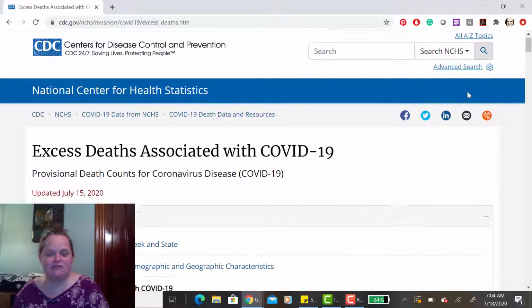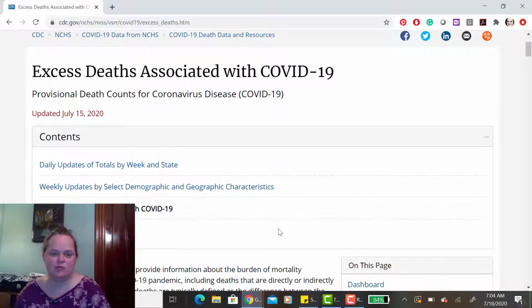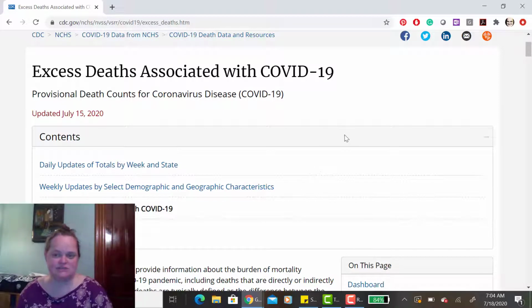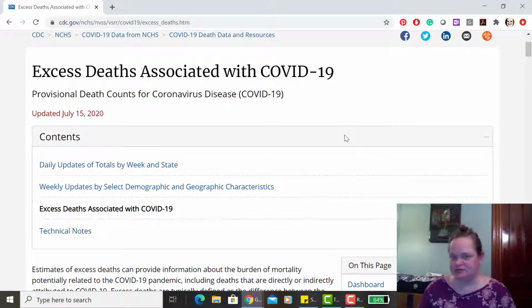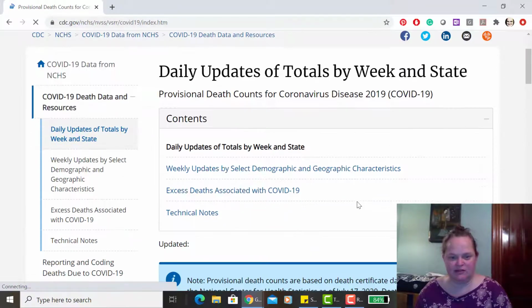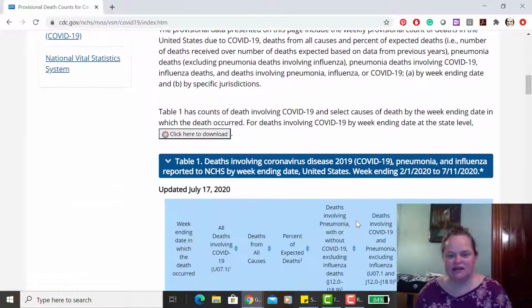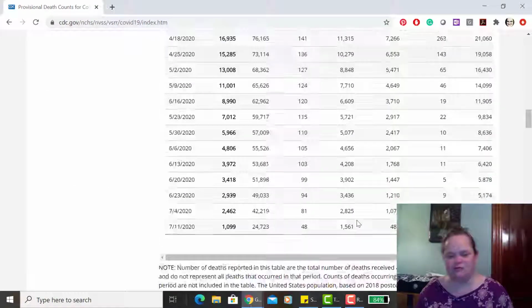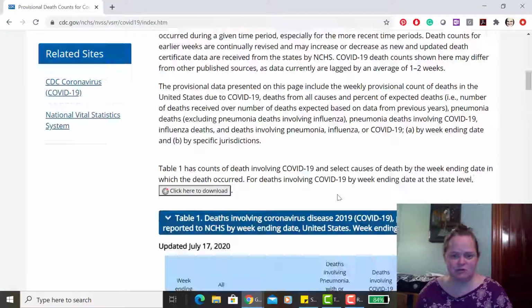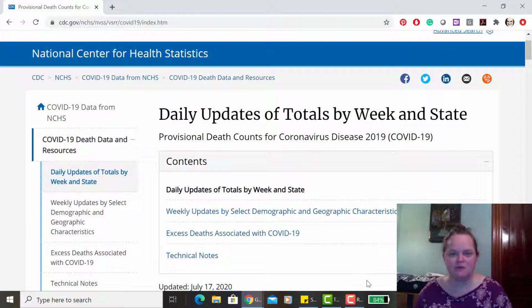They do have some other graphs other than what is on this page, but this is the best one to start at if you want to take a look at your particular state and look at the trends you've got. I'm not going to go over these other ones. Just click through the daily updates of totals by week and state. These are the data I'm pulling down for my own spreadsheets and for my own purposes.